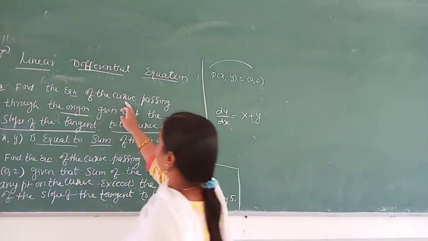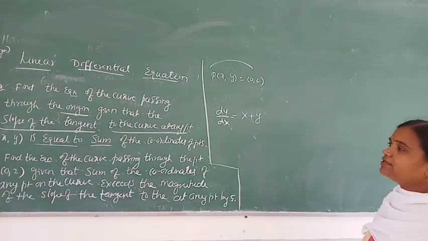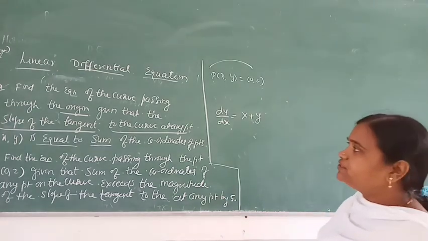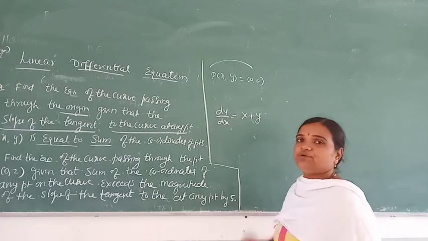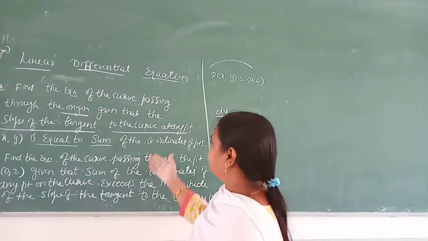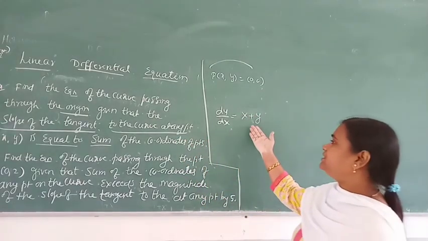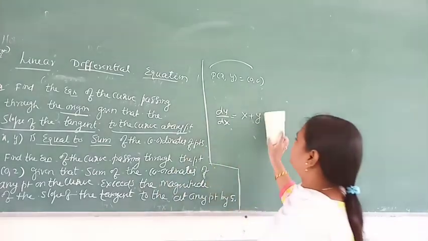This is what the given example mentions. Find the equation of the curve passing through the origin. Okay, the values of x and y are 0, 0. Given that the slope of the tangent, we know the slope of the tangent means dy by dx, and that is equal to the sum of the coordinates, that is x plus y. This is the given example.